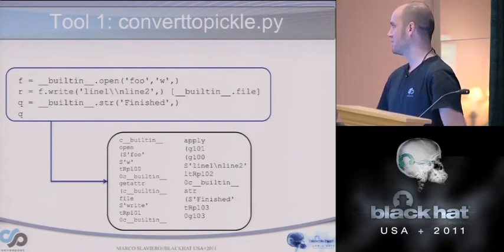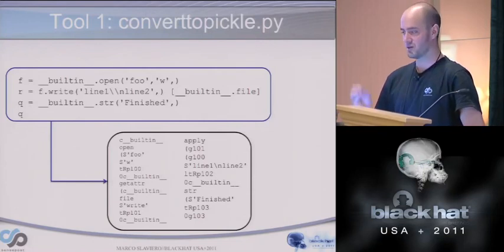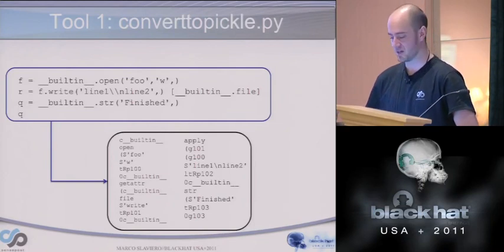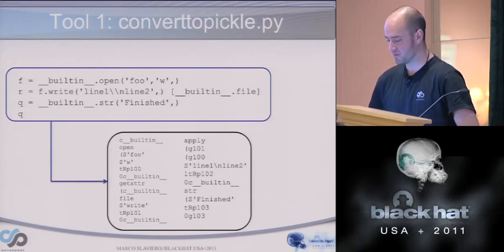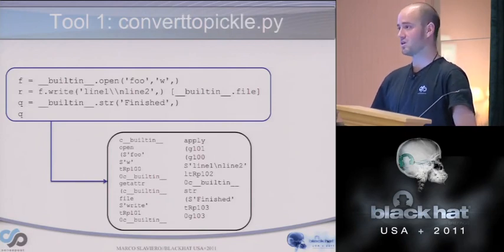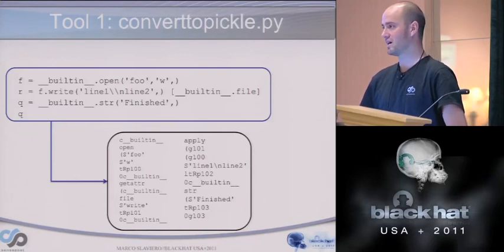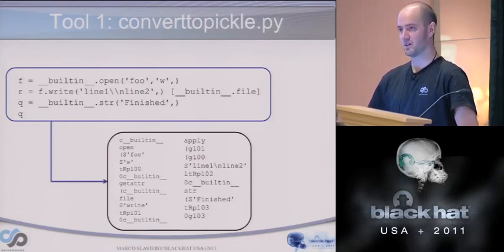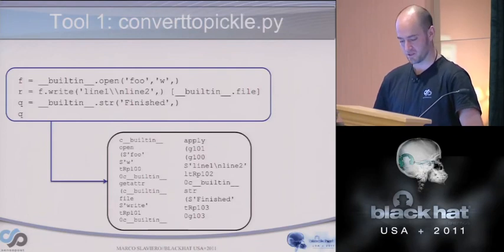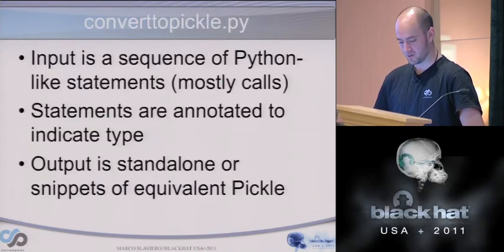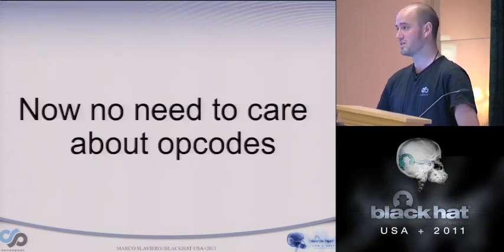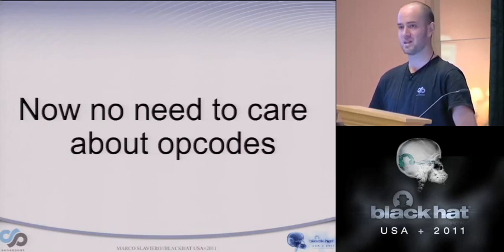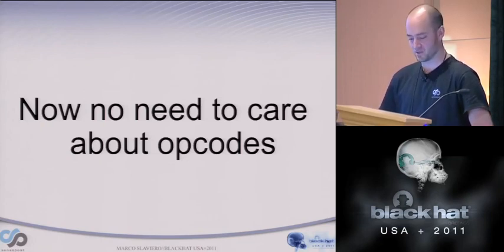And they're annotated. So at certain points, we say to convert-to-pickle, the object you're dealing with now is, for example, a file type. So it doesn't have to try and figure that out. And what it can produce is reliable Pickle shellcode. So now you get to write your code in this higher level Python-like language and run it through convert-to-pickle, and what comes out is Pickle shellcode that'll do what you want. So that's kind of useful because at this point you don't need to care about opcodes anymore. You don't need to know anything about opcodes. You can write in Python-style code and you can get Pickle shellcode out of that.